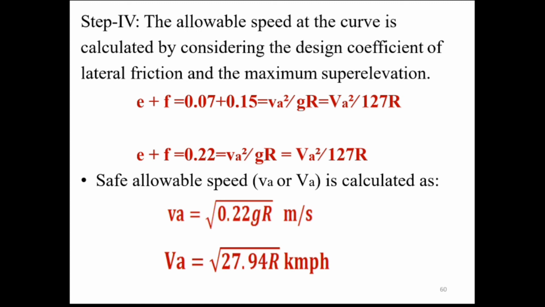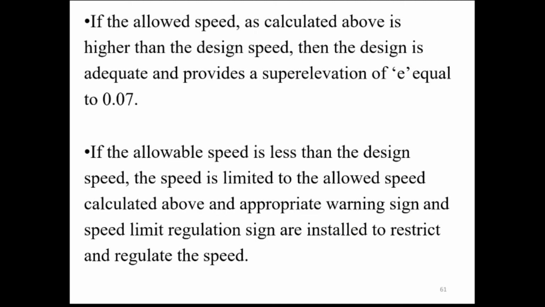The safe allowable speed VA, in meters per second or in kilometers per hour, is calculated as VA equals the square root of 0.22 G into R in meters per second, and VA equals the square root of 27.94 R in kilometers per hour.